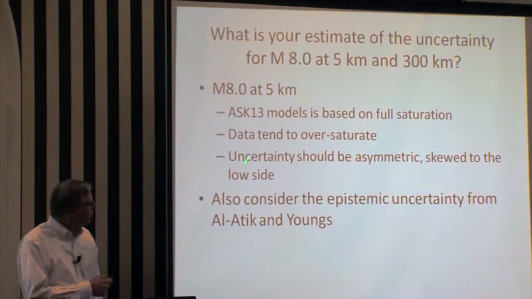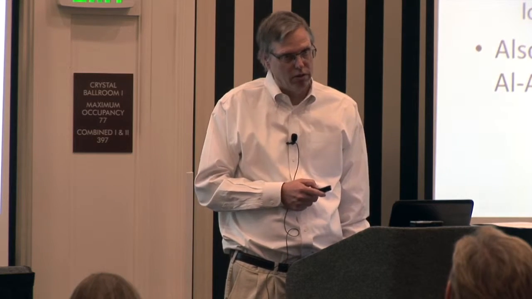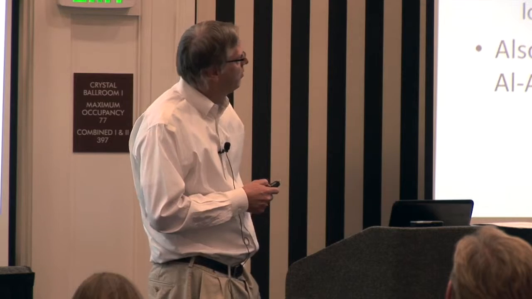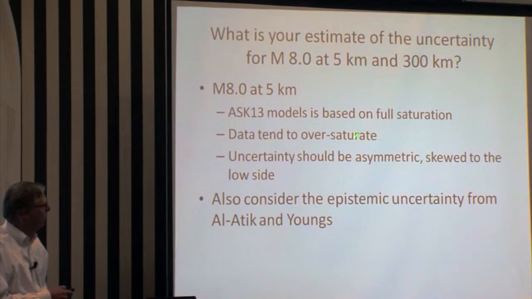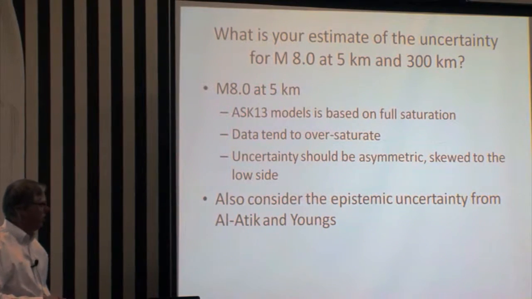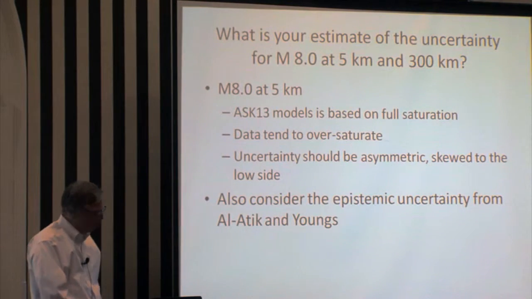And so if you're going to build uncertainty into the model, it really should be skewed to the lower side if you're going to try to capture the observation that the data are lower than our model. So if we add uncertainty, it should be a skewed distribution. And then also, I would say look at the epistemic uncertainties that Linda and Bob have been doing, and they're going to show those as well.